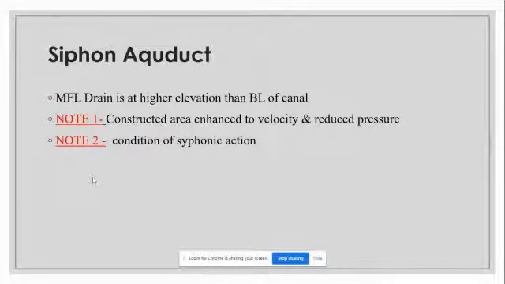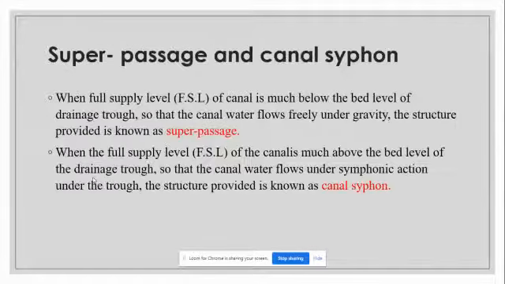Okay, then we go to the next, super passage and canal siphon. When the full supply level of the canal is much below the bed level of the drainage trough, so that the canal water flows freely under gravity, that structure is known as a super passage. Super passage simply means a canal is below a drain. That means the drain is above and the canal is below. It is a super passage.